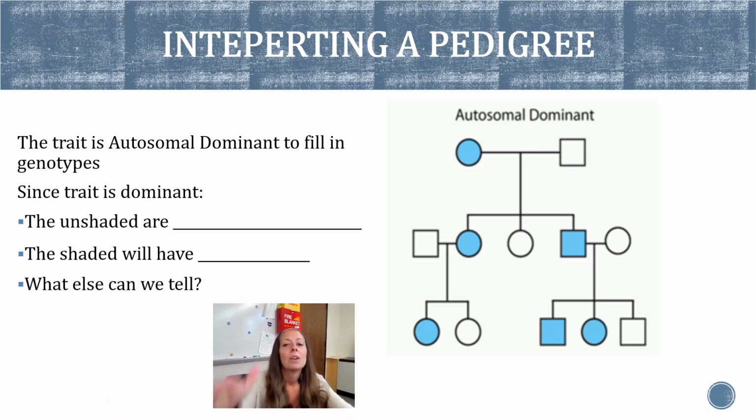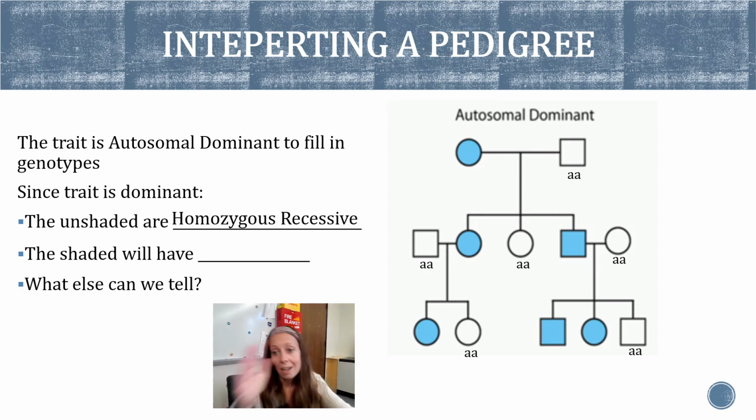So we're going to interpret the pedigree. We know it's autosomal dominant. All right. So since it's dominant, all of the unshaded ones have to be homozygous recessive. I filled them in. Okay. And now, if they're homozygous recessive, we know that all of the shaded ones have to have at least one dominant letter. Okay. I can look at this and tell other things from this.